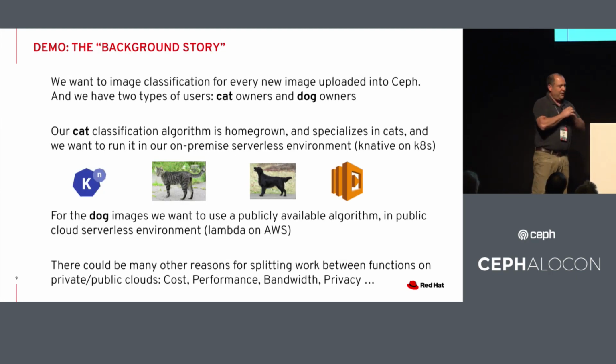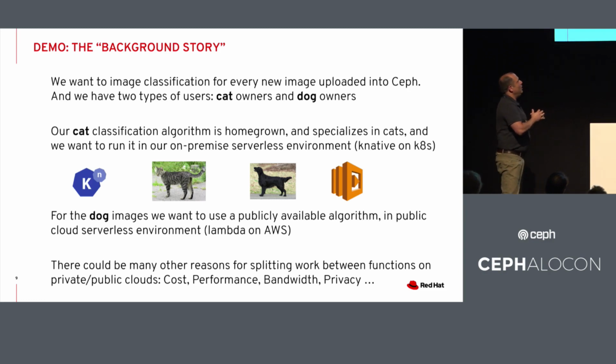Okay, a little bit about the demo. So what is the background story? And I'm not a marketing guy, so if any of you are really users of Ceph, you can come up with better stories than mine. So let's say that we want to do image classification. I'm not very original on this one. But let's say that we have two types of people that want to classify images, the cat owners and the dog owners.